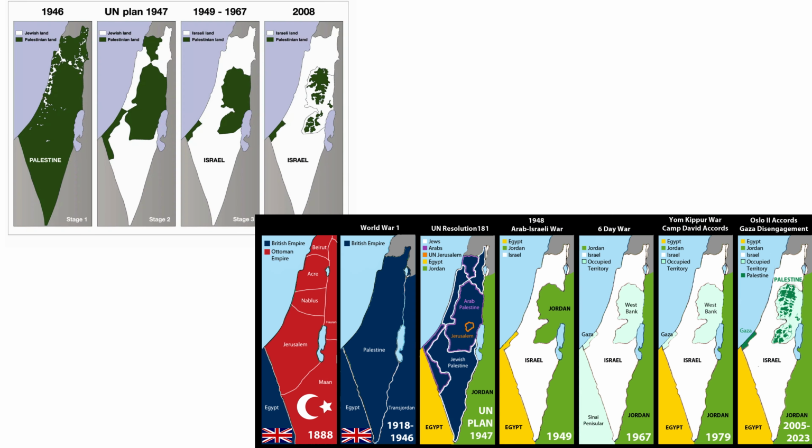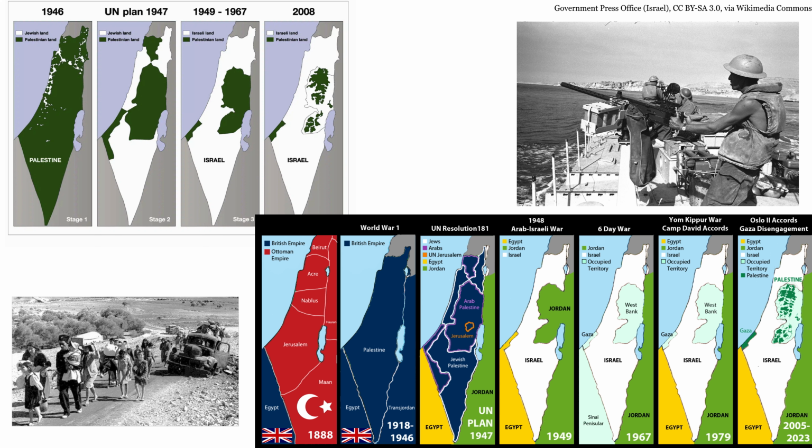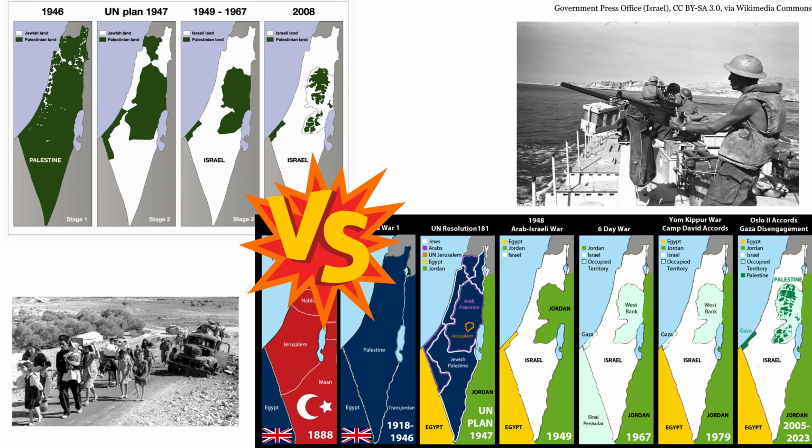At the same time, we'll briefly look at the key historical events that shaped each stage to understand how these maps came to be. Our goal is not to attack any side, but to seek the full picture, based on data, not emotional propaganda. Let's dive in.